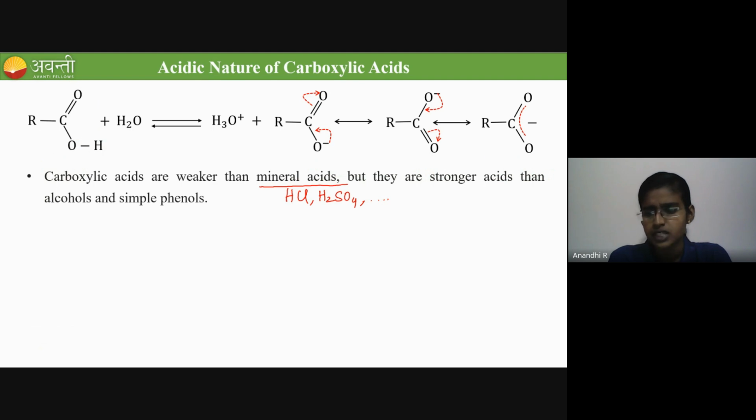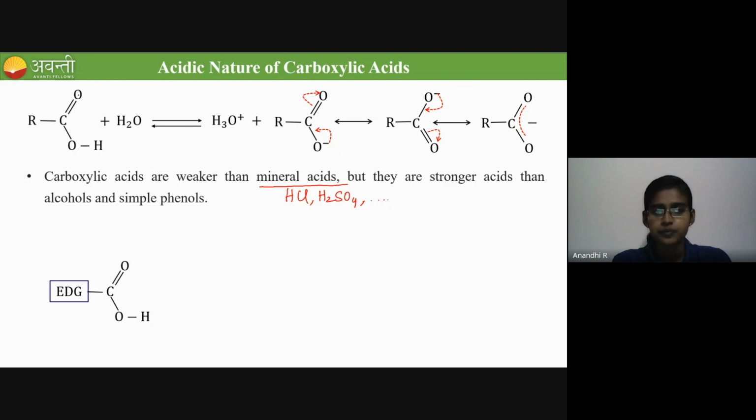Why does carboxylic acid show acidity? Because of the two electronegative oxygen atoms attached to the C double bond O system. Got it? So they are stronger acids than alcohols and simple phenols.